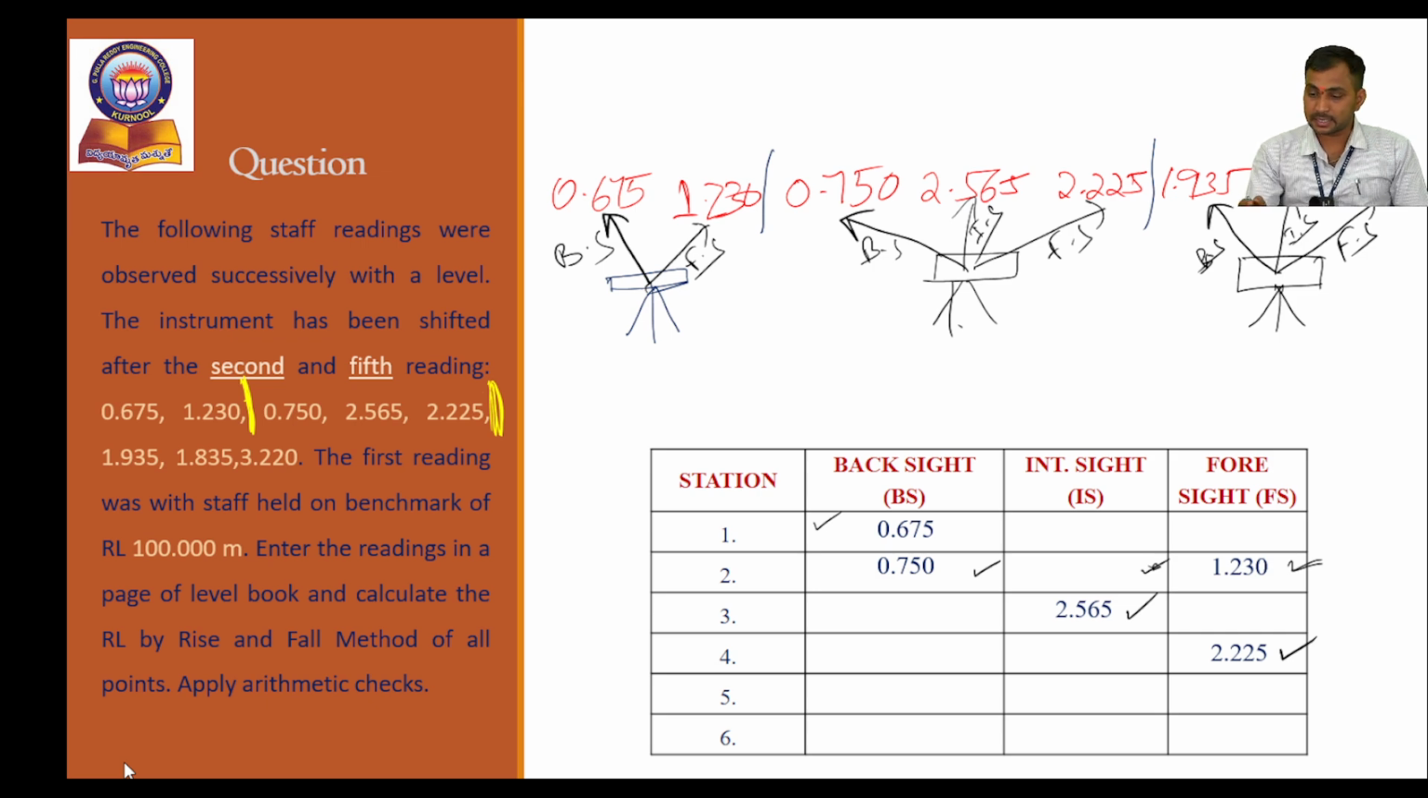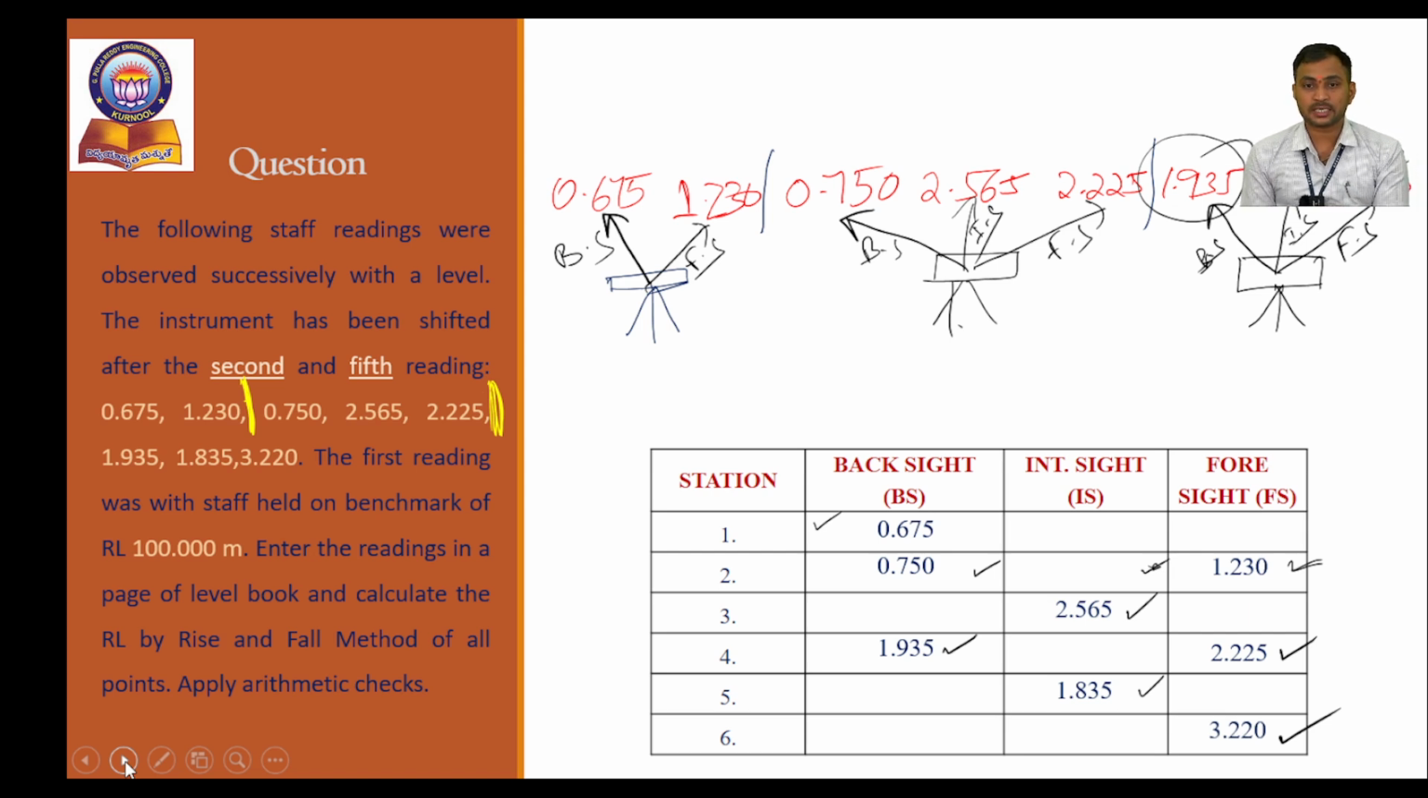Okay. Next, after the 5 readings, again I'm going to be shifting my instrument. So after shifting, the first focusing value is nothing but the backside value, 1.935. So it should be taken at the 4th station. Okay, 1.935. Next, intermediate side value, nothing but 1.835. So it will be taken here. Okay. And the last value is the foresight value 3.220. It will be taken at the 6th station.